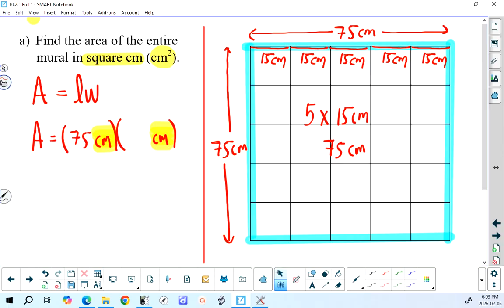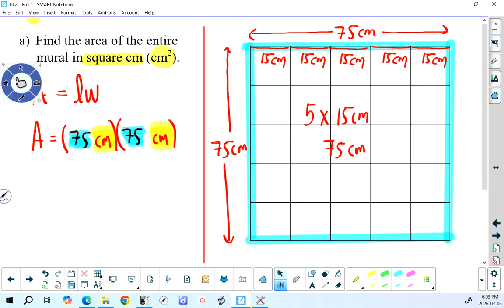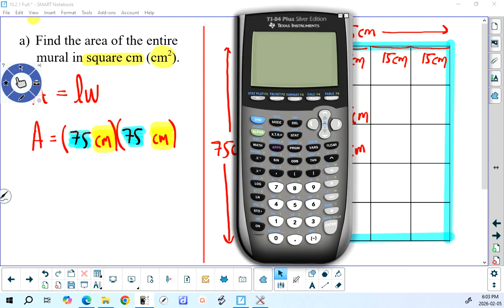It's 75 centimeters times 75 centimeters. When we calculate this, you're actually doing two multiplications. You're multiplying 75 by 75, and you're also multiplying centimeters by centimeters. So let's start with the 75 by 75. You get 5,625.